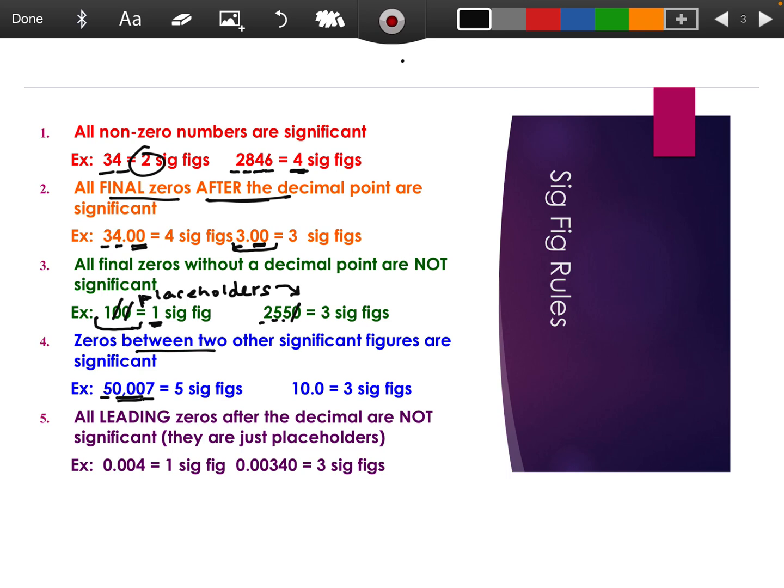The next example, 10.0, the 1 is counted because it's not a zero. This 0 at the end of the number applies to rule number 2, so it is a final 0 after the decimal, so that does get counted, which means that this 0 in the middle also gets counted for a total of 3 sig figs.